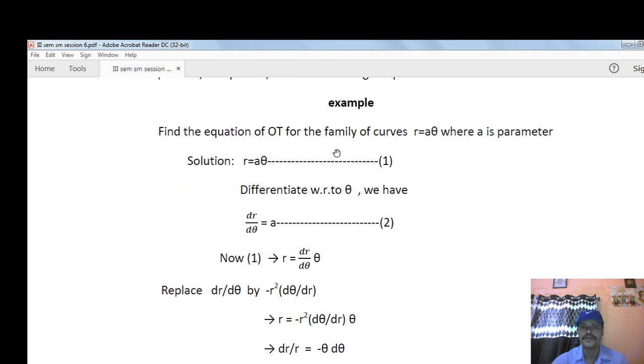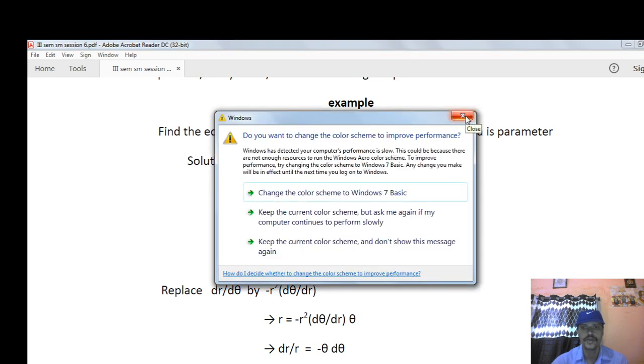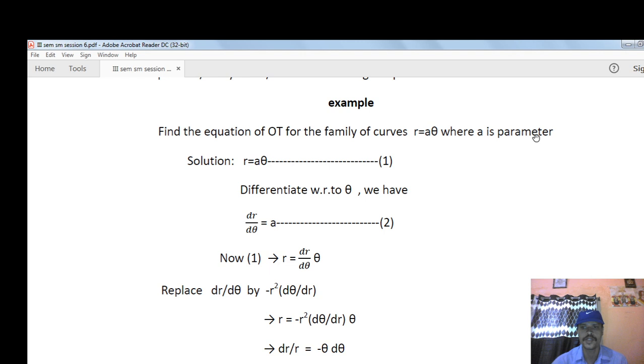Let me see an example. I have to find the equation of OT for this polar family of curves, where a is a parameter. And this is the given family of curves, call it 1. The first step is to differentiate 1 with respect to theta. We have dr by d theta is equal to, the derivative of r with respect to theta is dr by d theta is equal to a, a is a constant, and the derivative of theta with respect to theta is 1.